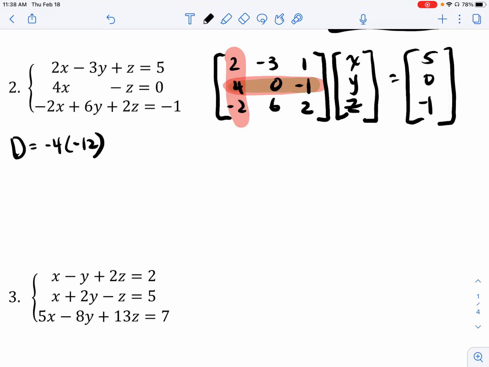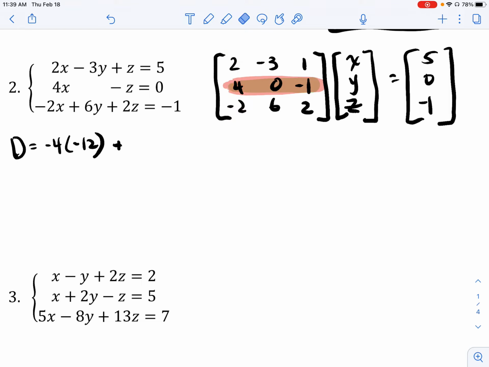I can skip my 0 value because anything multiplied by 0 is 0. And then finally, I'm going to say minus -1. Well, when you subtract a -1, that's adding 1. So plus 1 times whatever.